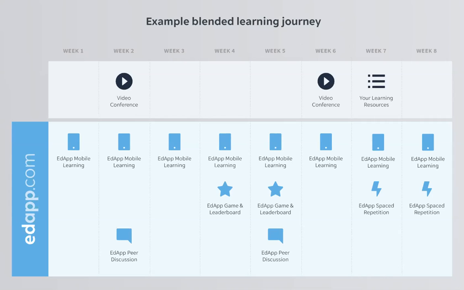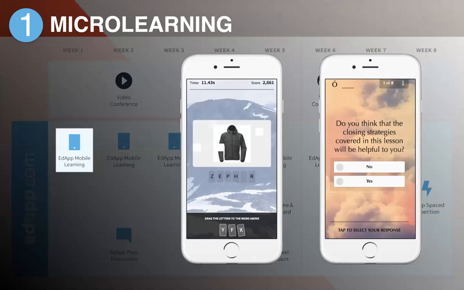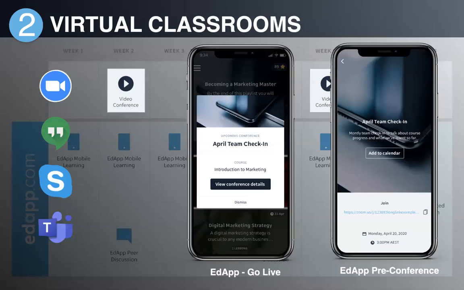Week number 6 there, a closing video conference complemented with microlearning. Week 7 and 8, ongoing microlearning, and then our Brain Boost feature kicking in. So let's have a look at these features really quickly. Microlearning, we obviously looked at this in great depth during the webinar. Number 2, virtual classrooms. Chris gave us a nice preview of this as before.